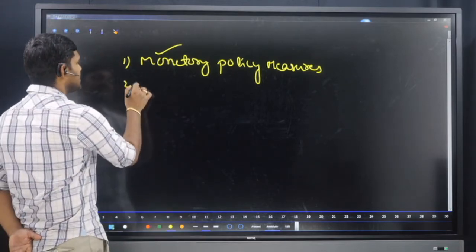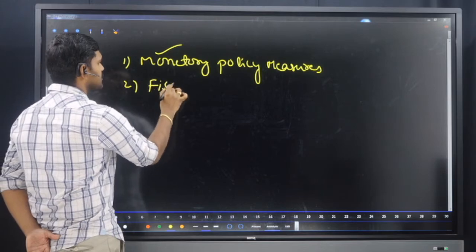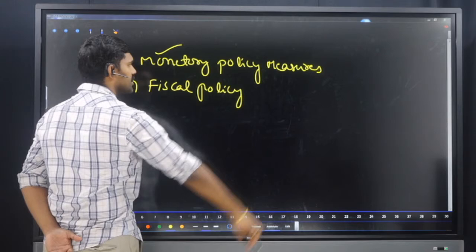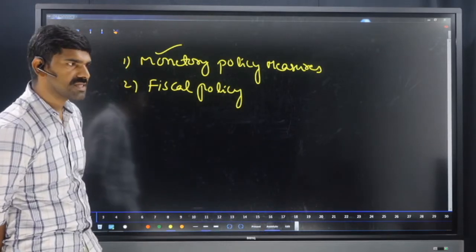The second one is fiscal policy measures. What are fiscal policy measures?